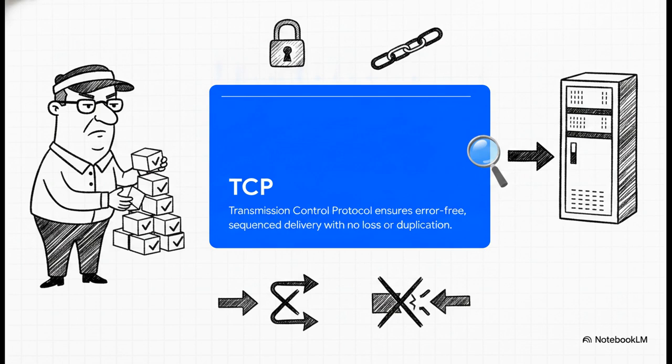and zero duplicates. It pulls this off by constantly sending acknowledgments back and forth and running all these complex math checks on every single segment. Basically, if you send a critical database file via TCP, you know for an absolute fact it's arriving byte for byte identical to how it left.